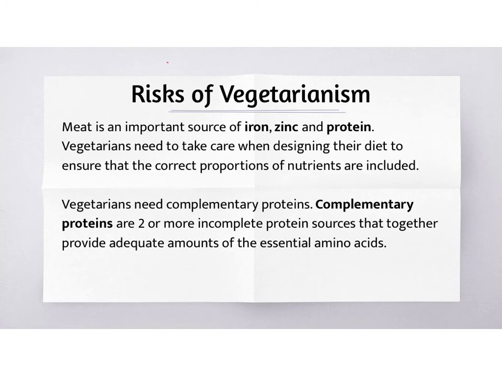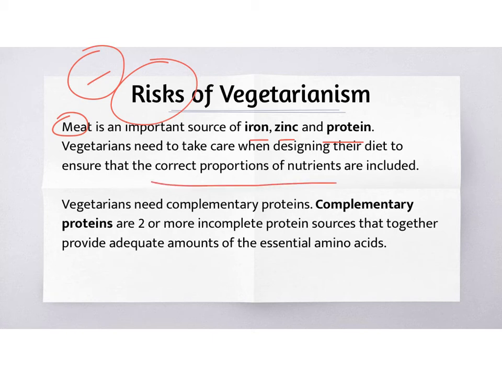Other risks or negative implications of being a vegetarian relate to the fact that if meat is not included in the diet, then the individual is at risk of not getting enough iron, zinc, and protein. So vegetarians need to make sure they are designing their diets really carefully to ensure that they are getting the correct proportions of nutrients. If somebody is eliminating meat, they need to think of what foods are great sources of iron, zinc, and protein to ensure they are getting adequate amounts.